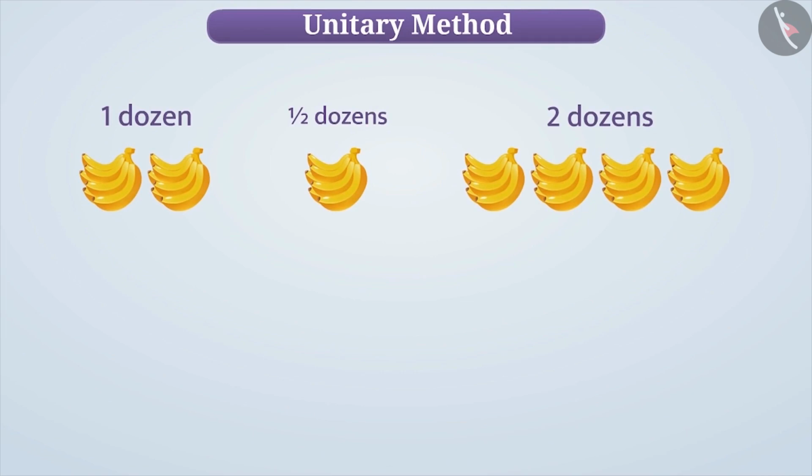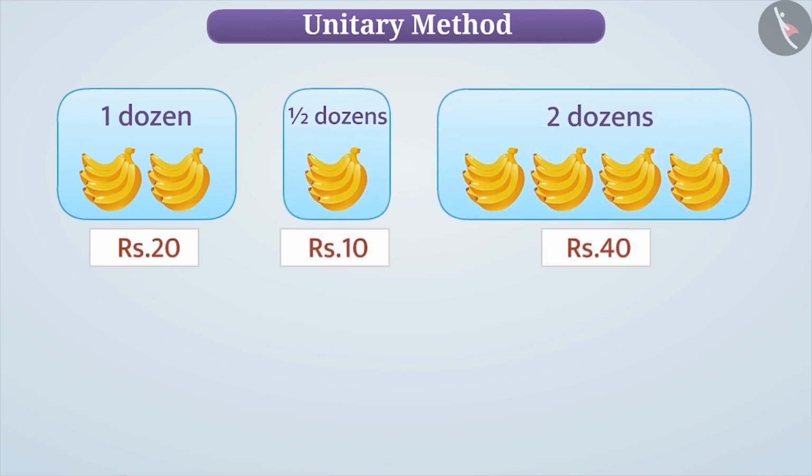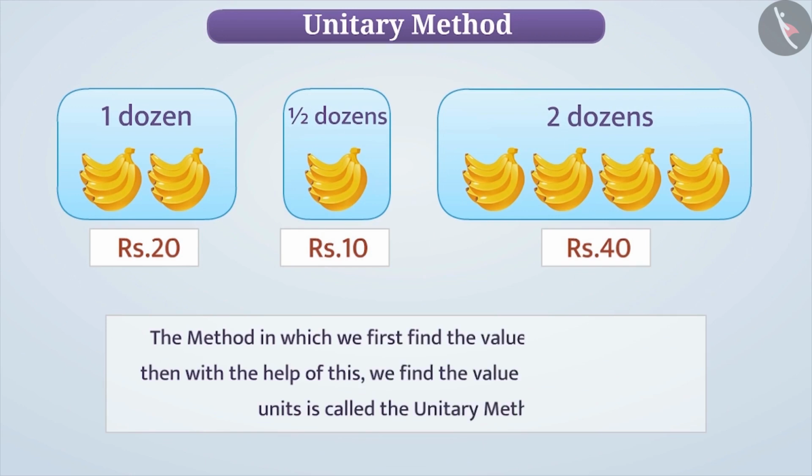Many situations arise in our daily life where we know the value of few things, and with the help of this, we find the value of as many things as we want. In this situation, we apply the unitary method. For example, if we know the value of 1 dozen bananas, then we can find the value of half a dozen, that is 6 bananas, or of more than 1 dozen bananas. The method in which we first find the value of 1 unit and then with the help of this, we find the value of any number of units is called the unitary method.